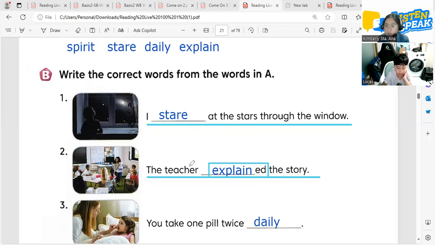You take one pill, twist the toy dial daily. Daily, tally, dally. Nice. One, two, and three. You're doing such a great work, Lucas.